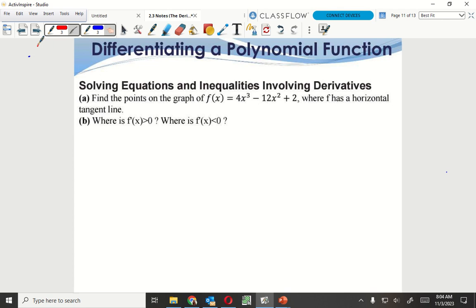So, solving equations and inequalities involving derivatives. Find the point of the graph. So here's my function. I'm looking for f prime of x. That means find the derivative where f has a horizontal tangent line. That's important. F is going to have a horizontal tangent line. So, think about that. Horizontal tangent line.